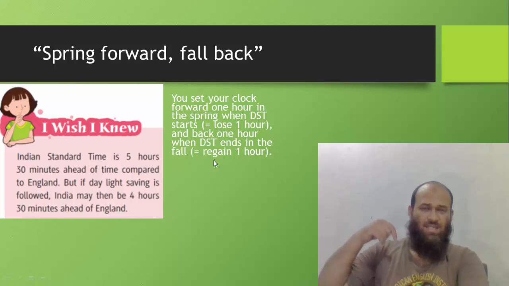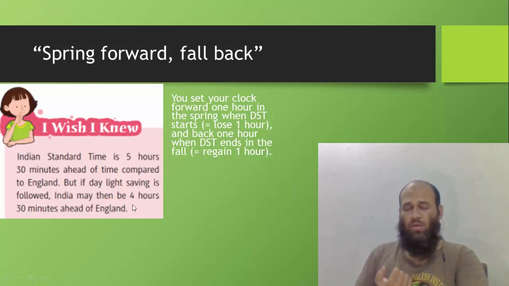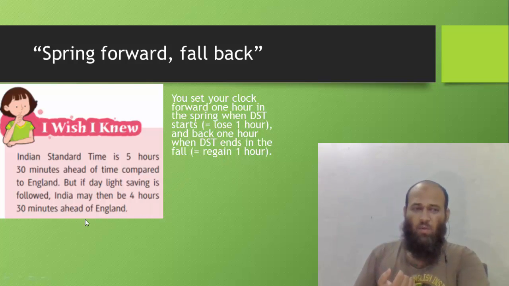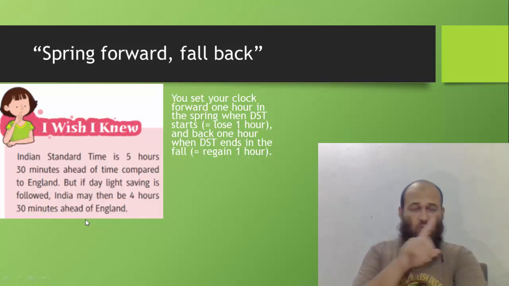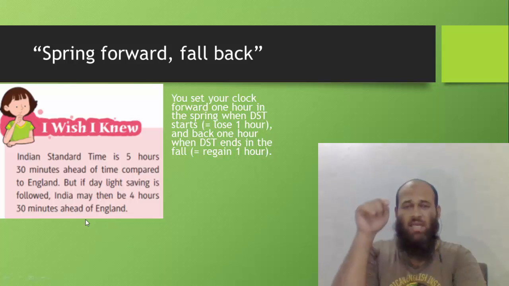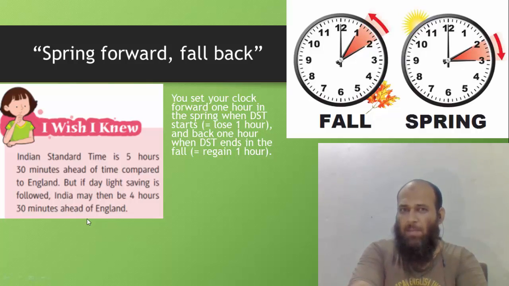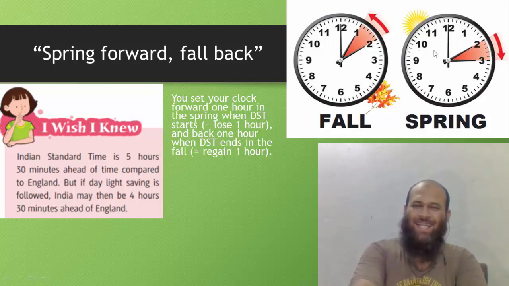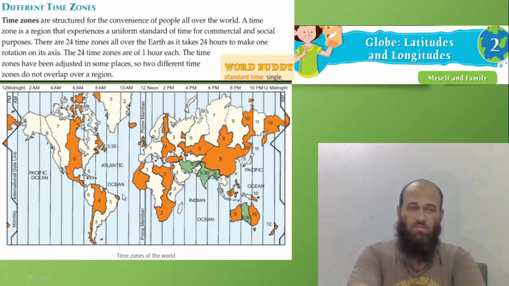That is, this is the month of October. For this period, you will gain 1 hour. Like it will be 4 hours and 30 minutes ahead. For example, if it is 12 noon in England, it will be 4:30 p.m. in India. Like this: spring forward, fall back. This is fall, October, November. We minus 1 hour from this schedule.